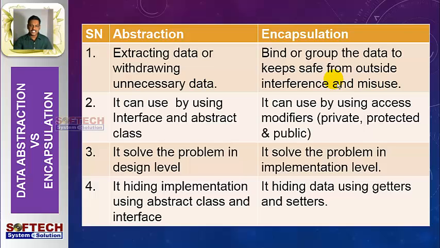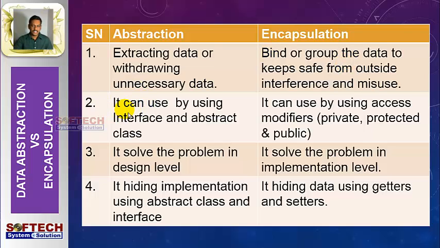Data abstraction is a data slicing. Data encapsulation is a hiding. In data abstraction, we extract the data. The first difference between abstraction and encapsulation is extracting data or withdrawing unnecessary data. We select specific data and omit unnecessary data. This is data abstraction. In data encapsulation, we bind or group the data to keep it safe from outside interference and misuse. This is for data security.